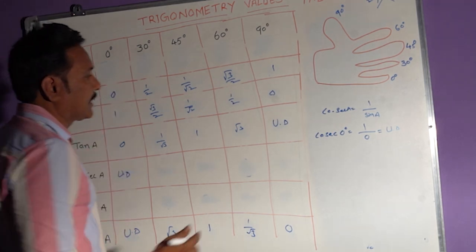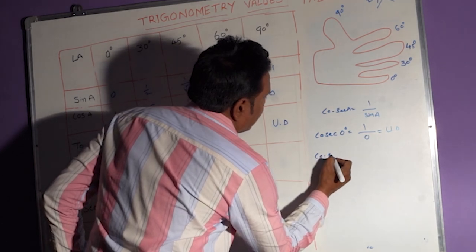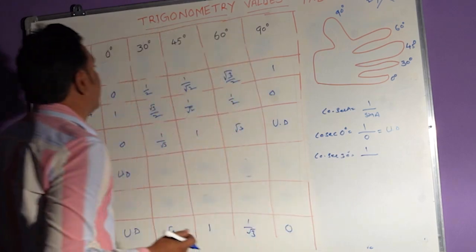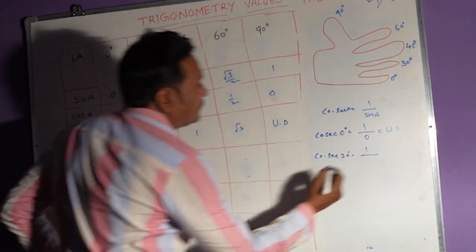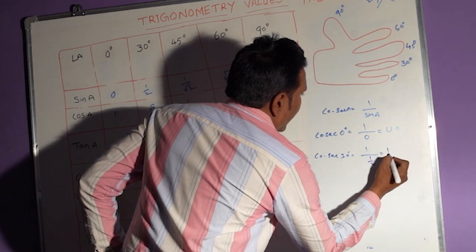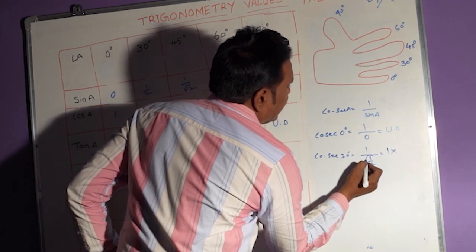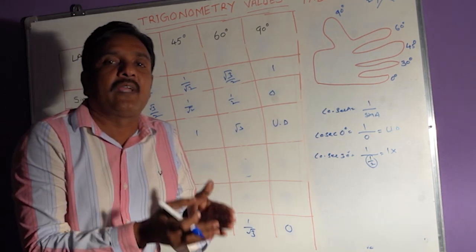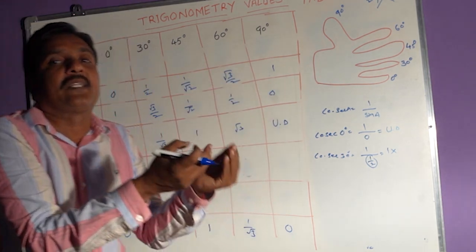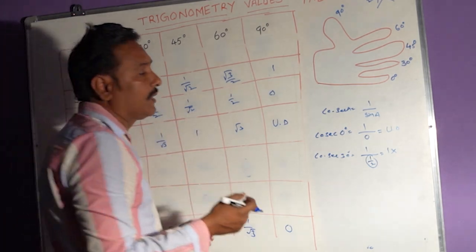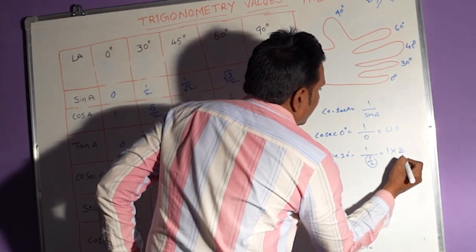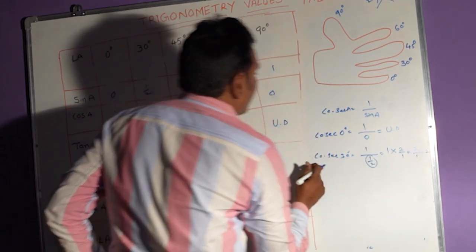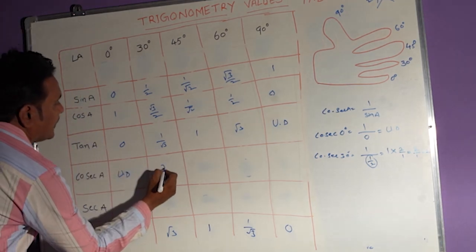Next, cosec 30 degree value. Cosec 30 degrees is equal to 1 by sine 30 degrees. Sine 30 degree means 1 by 2. 1 into this 1 by 2, the denominator value goes to the numerator place. The denominator is the numerator, the numerator is the denominator. That's why 2 by 1. 1 into 2, 2 by 1 is equal to 2. Cosec 30 degree value is 2.